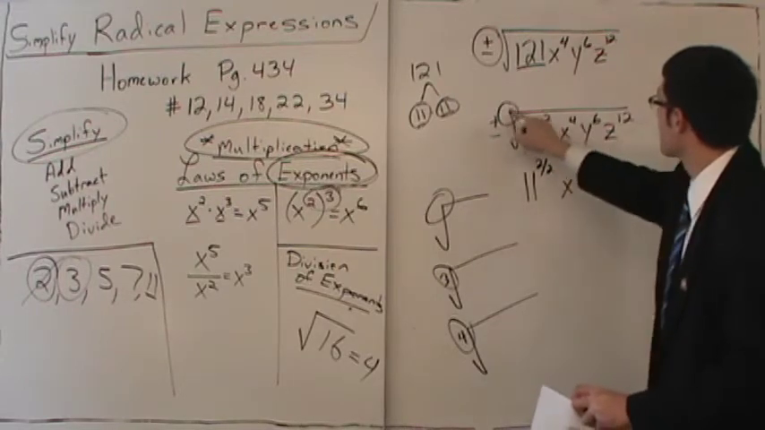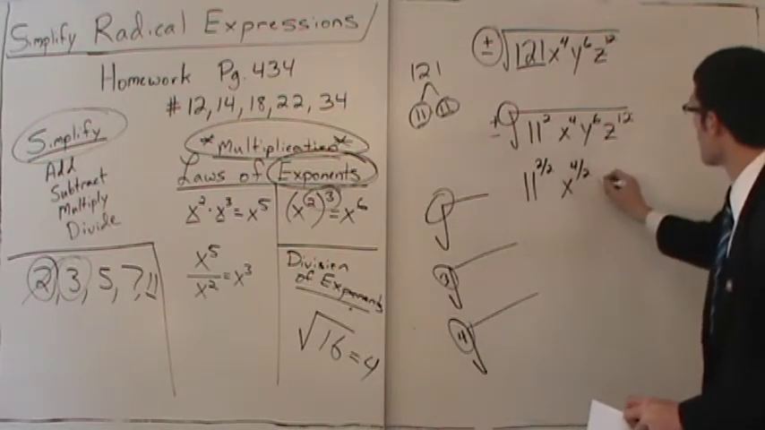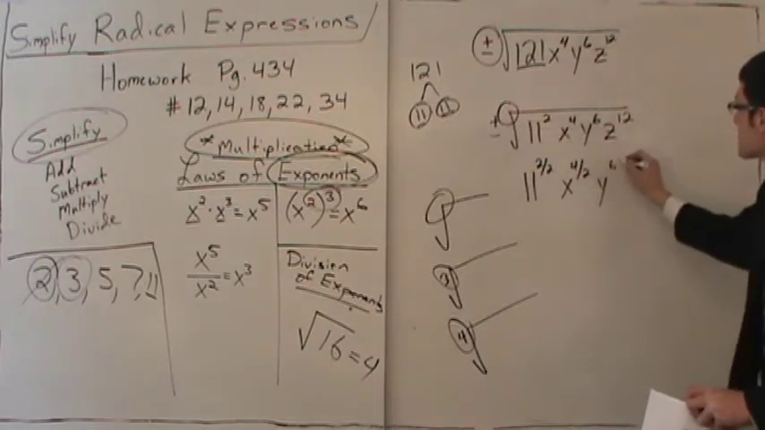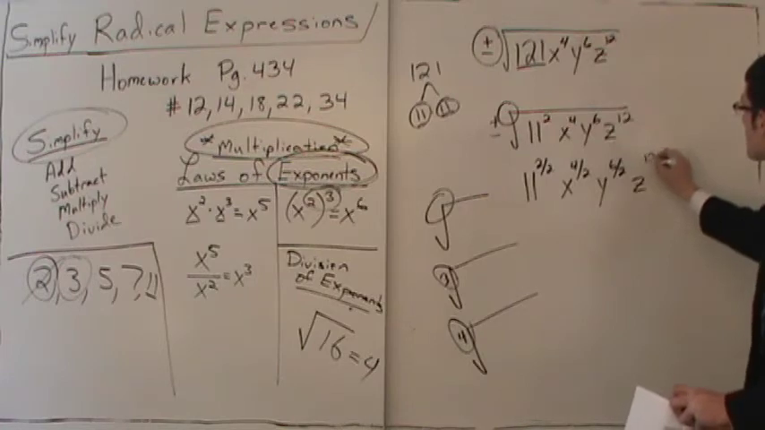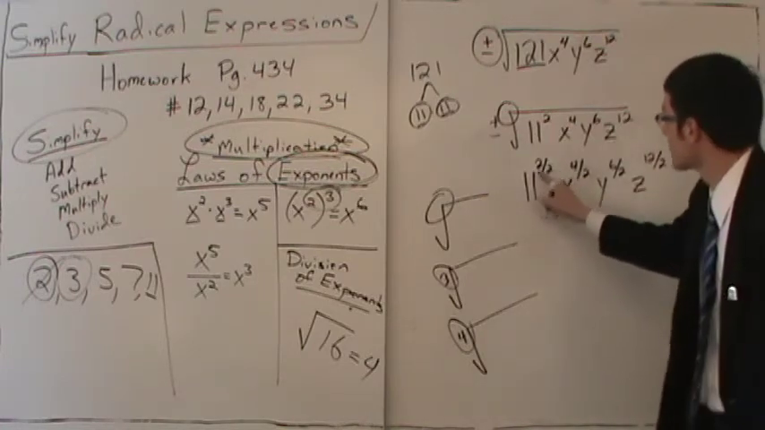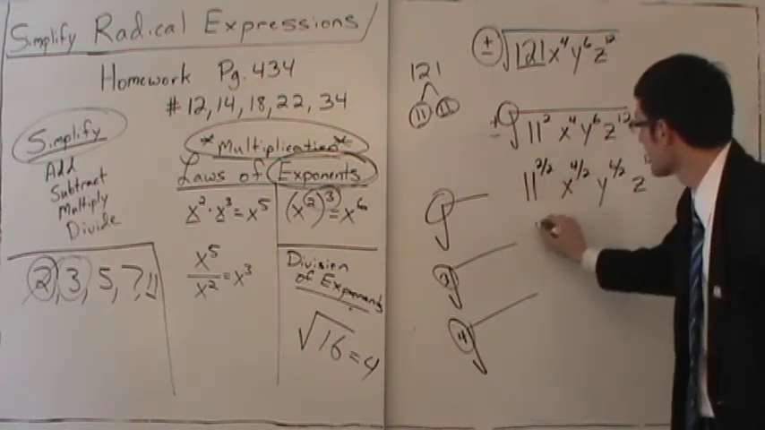X to the what? 4 divided by 2. Y to the 6 divided by 2. And students say, do I have to write this? Yes, I want to see this step for now. Z to the 12 divided by 2. And now divide each exponent. 2 divided by 2 gives 1, so we get 11 to the first power.